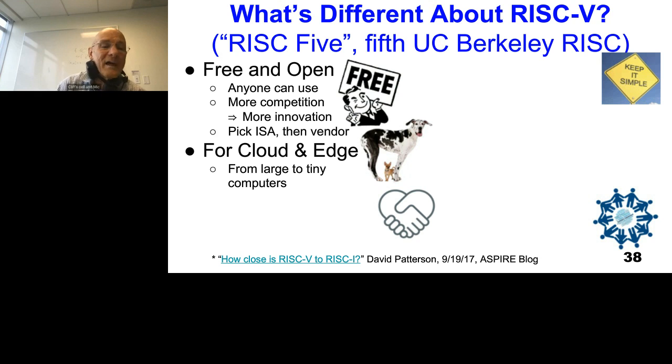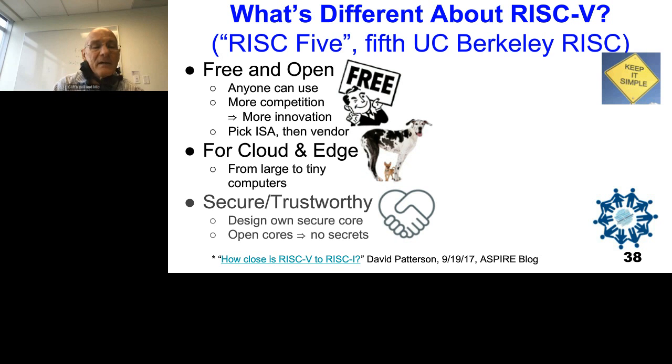It's for both the cloud and the edge. We have 64-bit and 32-bit versions, and there are optimizations both for big computers and smaller computers, and that's just the right thing to do in the modern world. You can have an architecture span all those things. We know how to do that now.